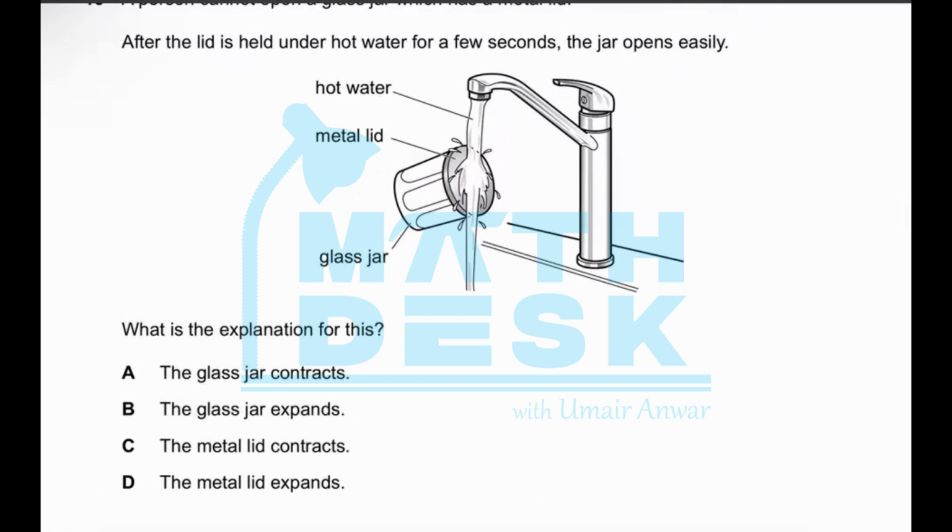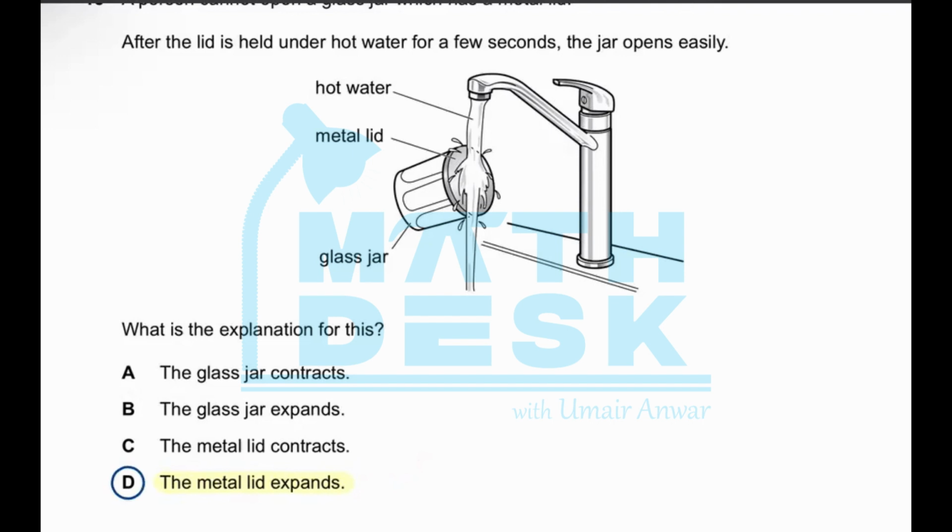Since the hot water is being put onto the metal lid, that hot water would transfer thermal energy to the metal lid, and then the metal lid would expand. So when it expands, it is untied from the glass jar very easily. So this is the correct option in this scenario, that the metal lid expands and it opens then.